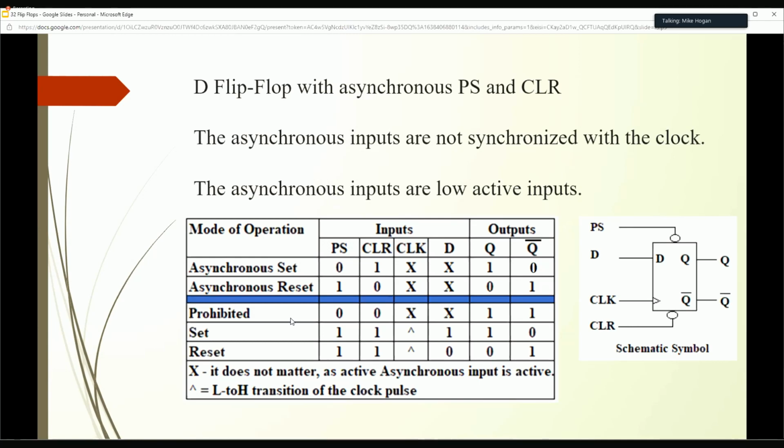we have our prohibited status. If I get a 0 on preset and a 0 on clear, both of them would be active. That's not allowed. That once again gets us into the situation where we're going to have an output that we just can't rely upon. I mean, it may be a 1, it may be a 0. We just don't know. So we're going to stay away from having lows on both preset and clear.